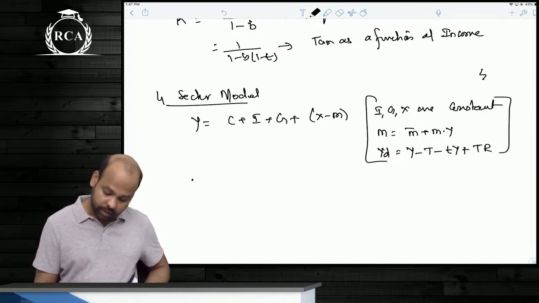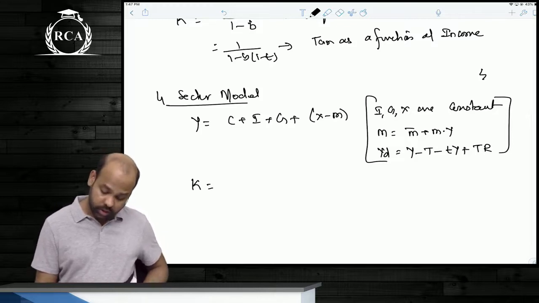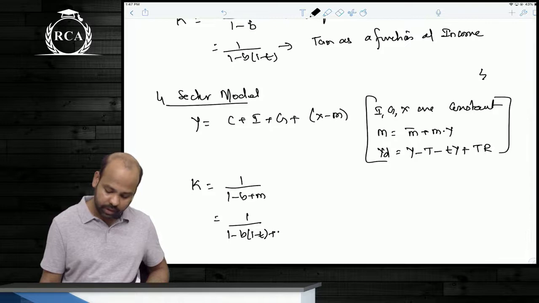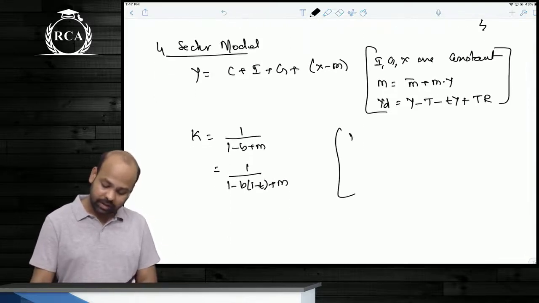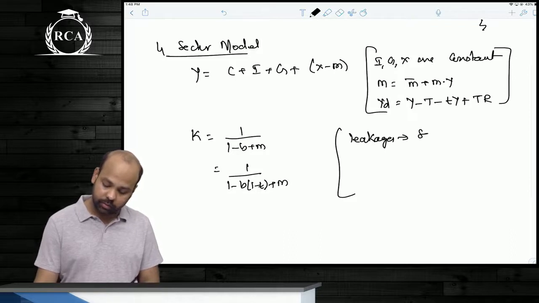So here your multiplier k, what we call the foreign trade multiplier, would be 1 divided by 1 minus b plus m, guys, and if there are taxes, 1 divided by 1 minus b into 1 minus tax rate plus m. Please understand, the leakages in a four sector model are savings, then taxes, and finally imports.